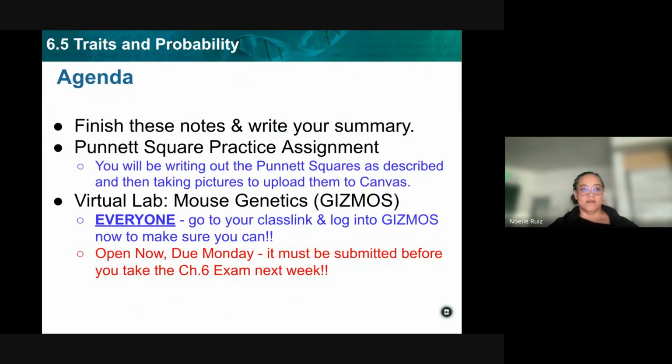All right. Like I said, it is open now. So finish these notes. Write your summary. Do the Punnett Square practice assignment. That's basically the end of your assignments for this week. I open the first assignment for next week because it's a little bit long. So I open the virtual lab. It is open now. It is technically due Monday, and it must be submitted before you take your Chapter 6 exam next week.